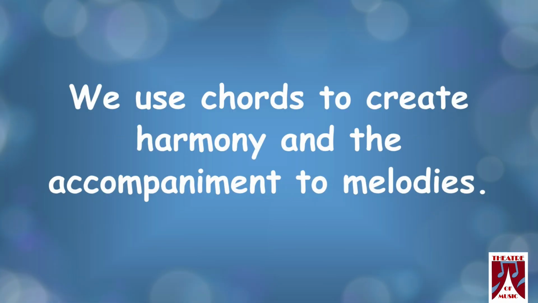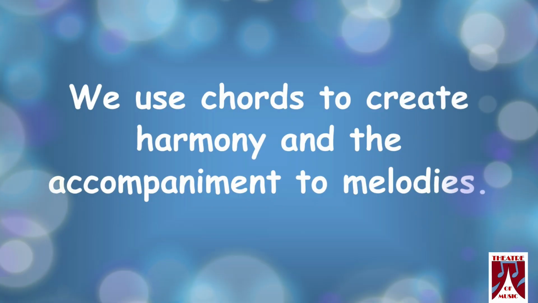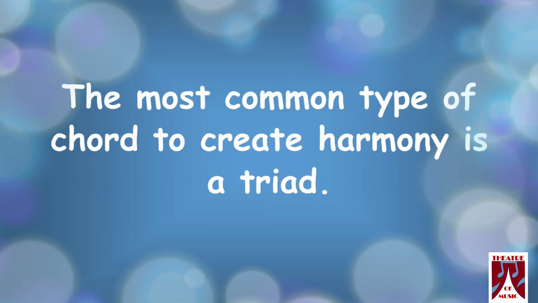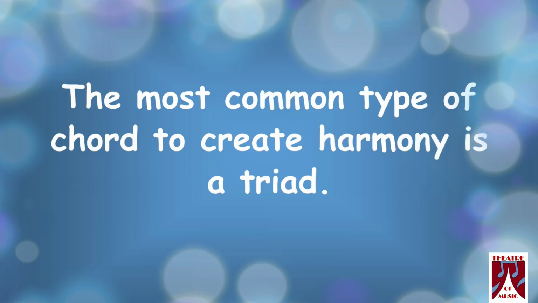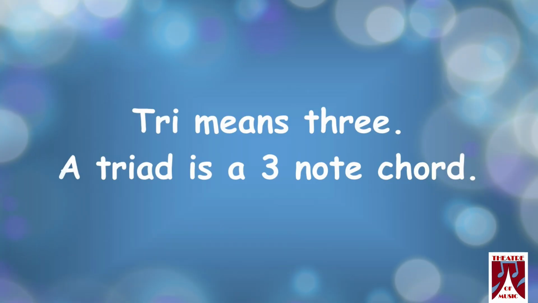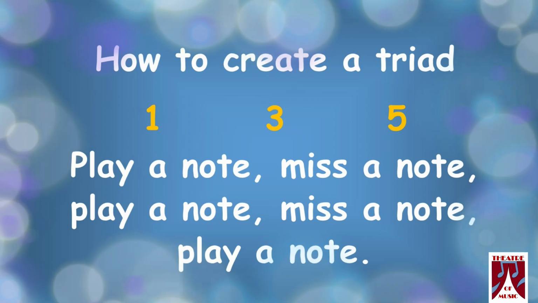So, why do we use chords? Chords help us create harmony and add accompaniment to a melody. The most common type of chord is called a triad. Tri means 3, so a triad is a chord made up of 3 notes. Let's break down how to build a triad.